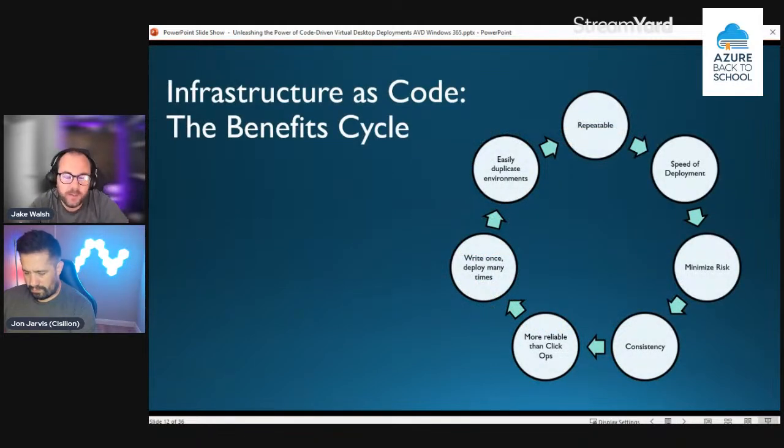Something I like to talk about because I think it's important, but infrastructure as code has a benefit cycle with it, really. The fact it's repeatable increases the speed of deployment, or the fact that it's repeatable and template based minimizes the risk. The fact that we reduce risk means we're more consistent in what we do. It's more reliable than ClickOps, clicking around in portals and that sort of thing. We can write once, we can deploy many times. And that makes it easier to duplicate, which makes it more repeatable. There's lots of these benefits, and this is just a small subset of those. But you can see how one tends to progress into another, and so on and so forth.